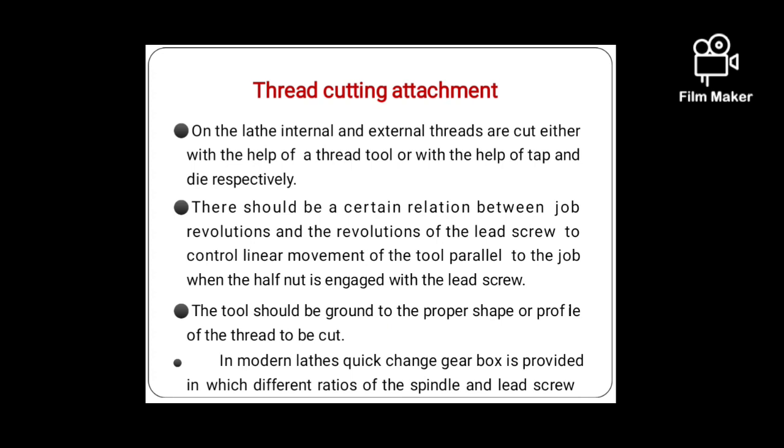Thread cutting attachment: on the lathe, internal and external threads are cut either with the help of a thread tool or with a tap or die respectively. There should be a certain relation between job revolution and the revolution of the lead screw to control linear movement of the tool parallel to the job when the half nut is engaged with the lead screw. The tool should be ground to the proper shape of the thread to be cut.